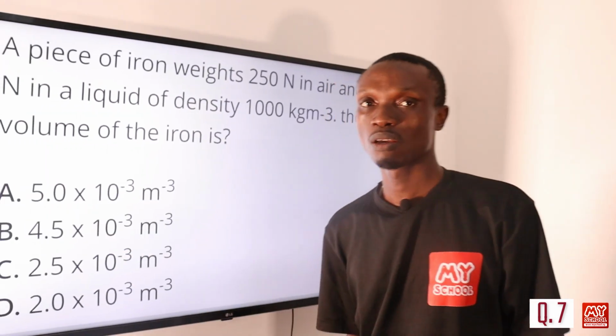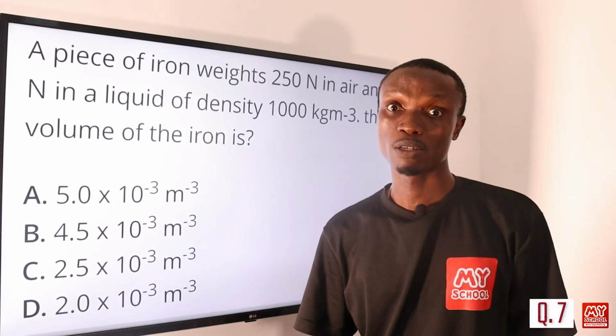Okay, so let's return back to the screen to pick the correct answer to this question, and that is option A, 5.0 times 10 raised to power minus 3 meter cube.